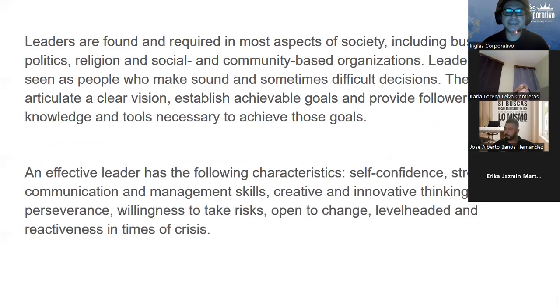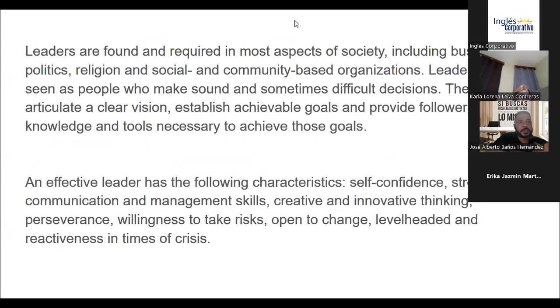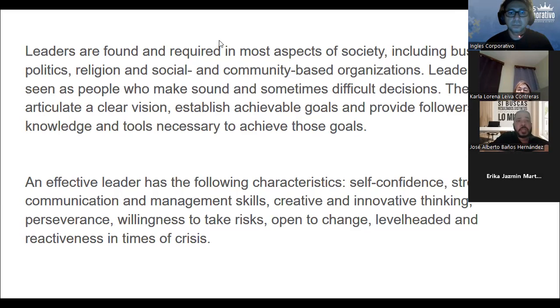Okay. So let's check. The next one is for Jose Alberto Baños. Leaders are found and required in most aspects of society, including business, politics, religion, and social and community-based organizations. Leaders are seen as people who make sound and sometimes difficult decisions. They articulate a clear vision, establish achievable goals, and provide followers with the knowledge and tools necessary to achieve those goals.